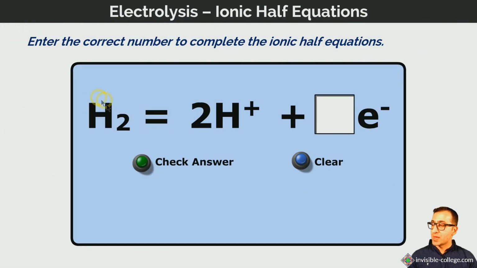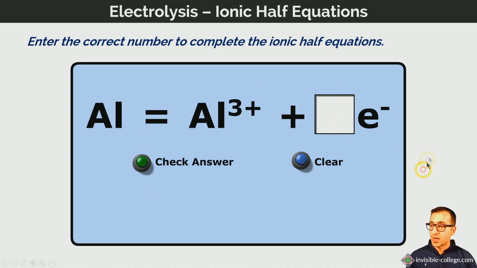Okay, so in this case, we have a hydrogen gas molecule here, H2, 2 hydrogen atoms chemically bonded together in 1 molecule. On the left-hand side, we have 0 charge. On the right-hand side, we have 2 hydrogen ions, each of which has 1 positive charge. So we have 2 positive charges here. To balance the charges, we have 0 charge on the left, we have 2 positives here. To make this neutral, we need 2 electrons. How about this one?